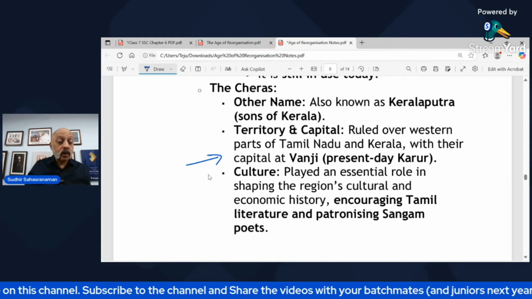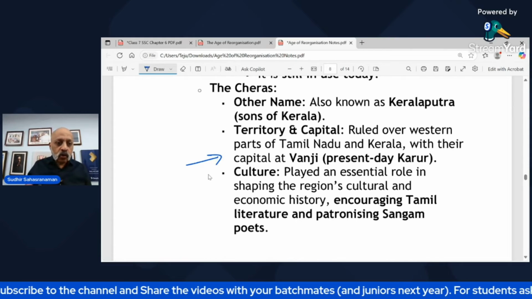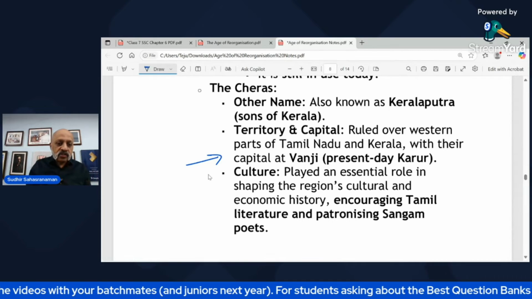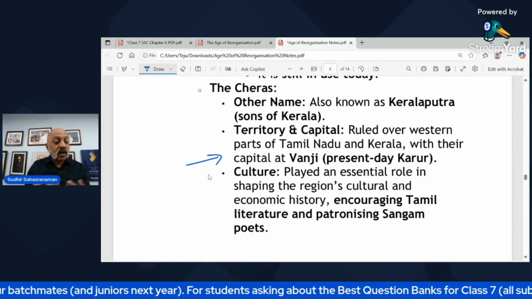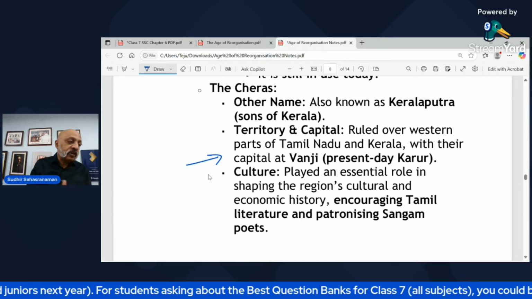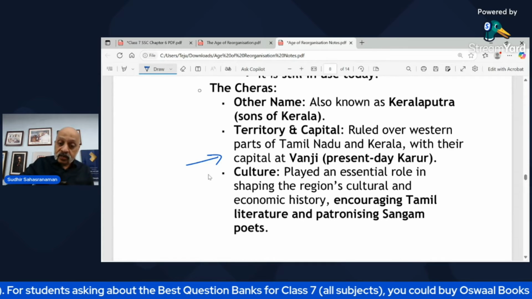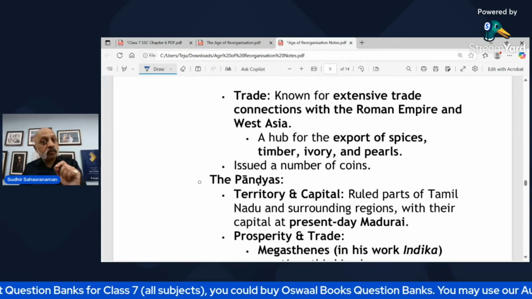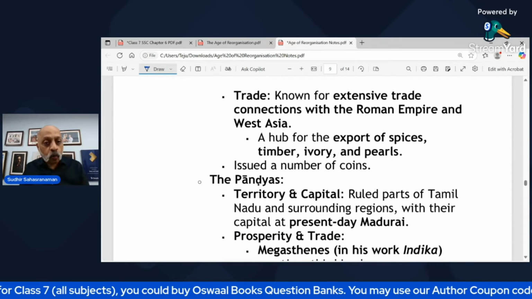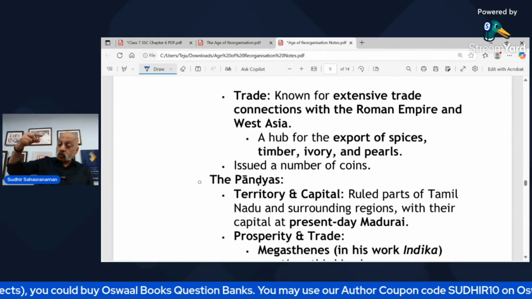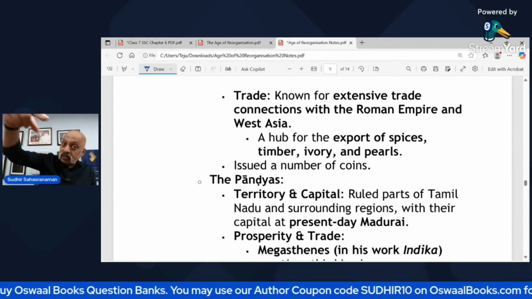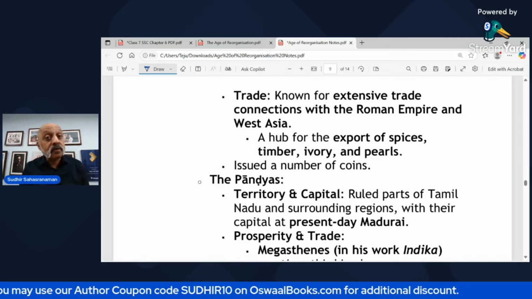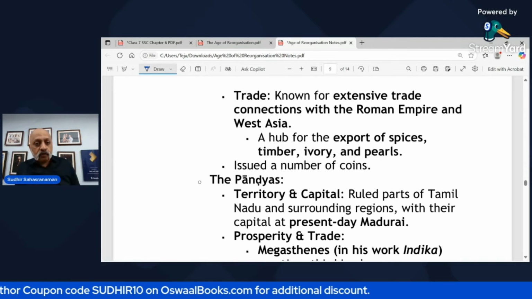So this is important. What kind of culture did they follow? They again played a role in the region's cultural and economic history. They encouraged Tamil literature, and they also encouraged and patronized a lot of Sangam literature poets. What was the trade? The trade was known for its extensive trade connections with the Roman Empire and West Asia. So because it was on the Kerala coast, it was able to do trade with Rome and other countries in the western part of Asia.